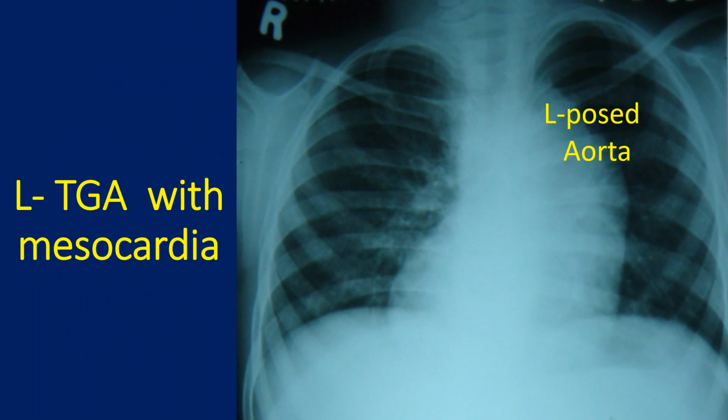Levo positioned aorta forms a hump along the left upper heart border on chest X-ray. In this case, there is also mesocardia or centrally located heart. 25% of cases of corrected transposition of great arteries have either dextrocardia or mesocardia.